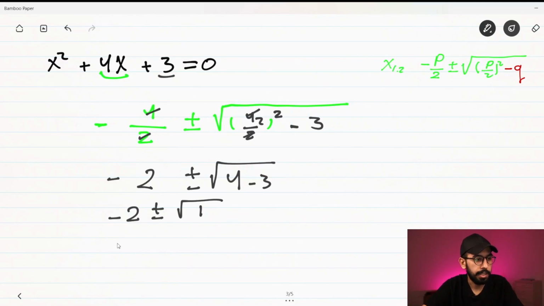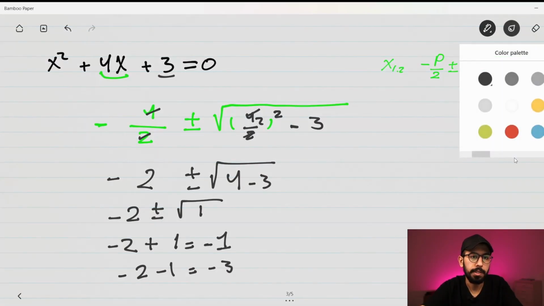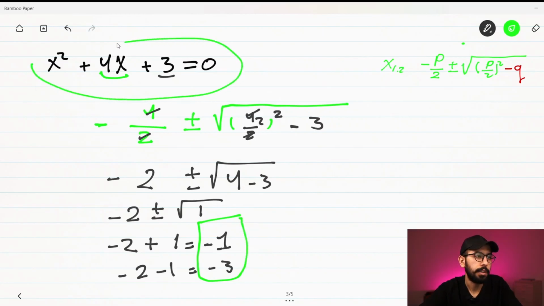So the possible answers are minus 2 plus 1, which equals minus 1, or minus 2 minus 1, which is minus 3. Now we have two answers, and that means this curve will cut the x-axis two times. So x1 is minus 1 and x2 is minus 3.